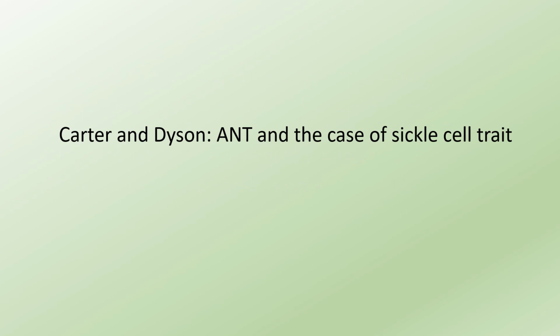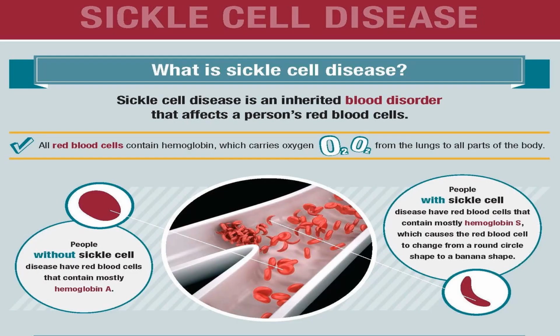Okay, let's shift to our second essay this week, where we're going to be looking at actor network theory and the case of the sickle cell trait. Sickle cell disease is an inherited blood disorder that affects a person's red blood cells. Red blood cells contain hemoglobin, which carries oxygen from the lungs to all parts of the body. People without sickle cell disease have red blood cells that contain mostly hemoglobin A. People with sickle cell disease have red blood cells that contain mostly hemoglobin S, which causes the blood cell to change from a round shape to a banana or sickle type shape.